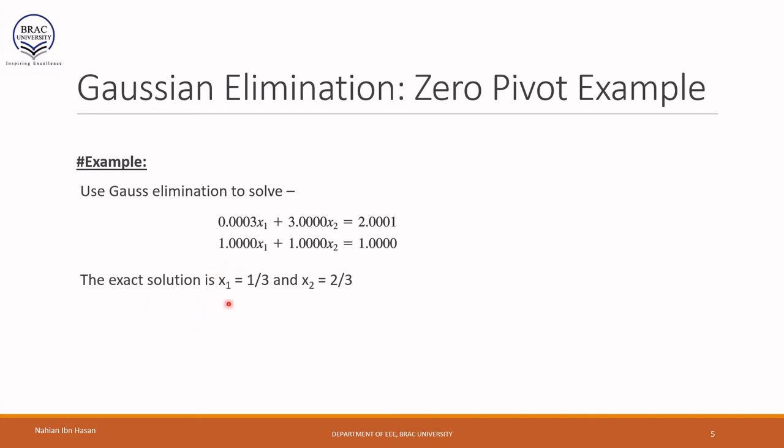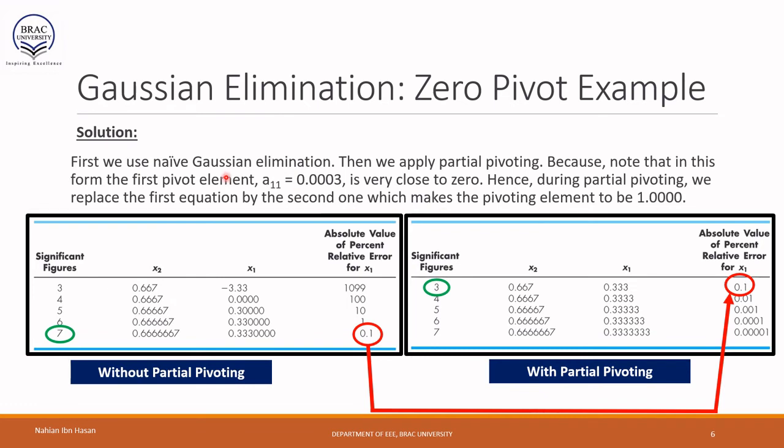Remember, the exact solutions are given, which are x1 equal to 1/3 and x2 equal to 2/3. These are the exact solutions. So we are going to use Gaussian elimination to find the unknown variables, which must match these two values. So let's look at the solution. We are not going to see the details because we already know how to use the Gaussian elimination method. So that's up to you. Just remember, we are going to solve this problem with pivoting.